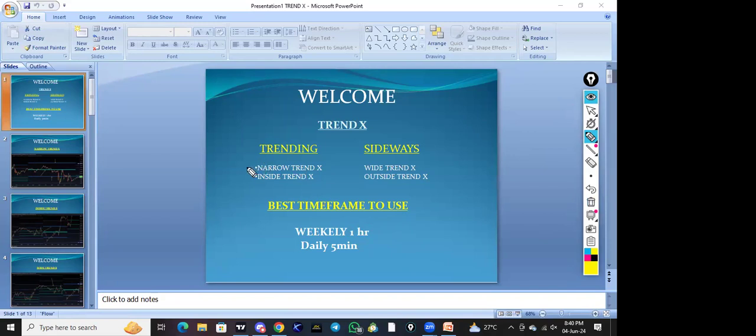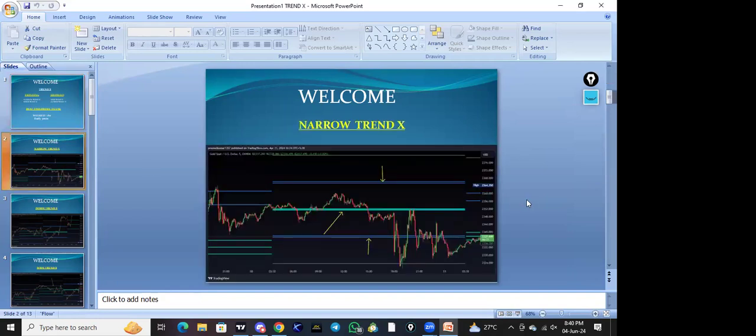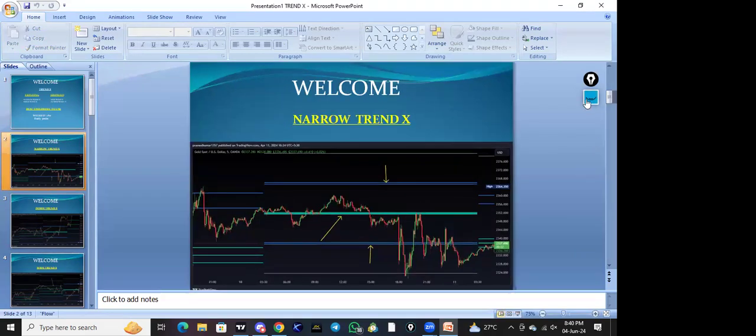Okay, this is a narrow Trendex. First, I'll show you how a narrow Trendex looks. So this is a narrow daily Trendex. Please remember, this color is the daily Trendex. If you see yellow color, that will be the weekly. Okay, this is the daily.